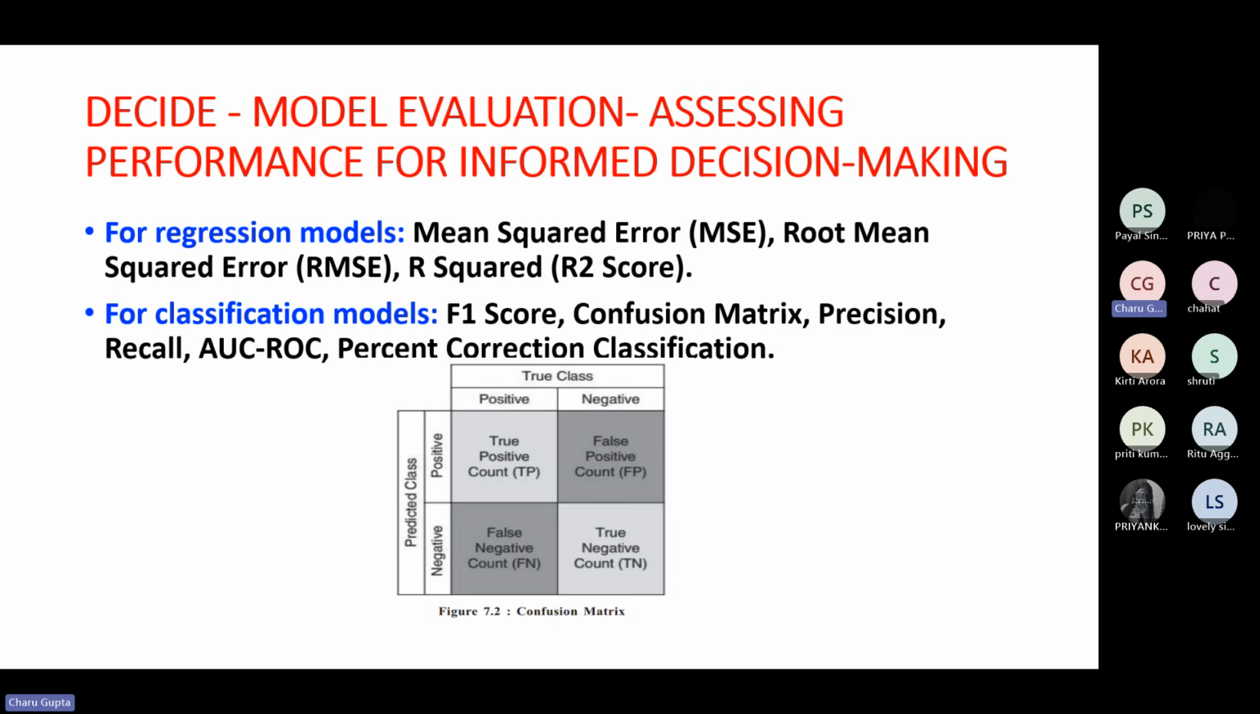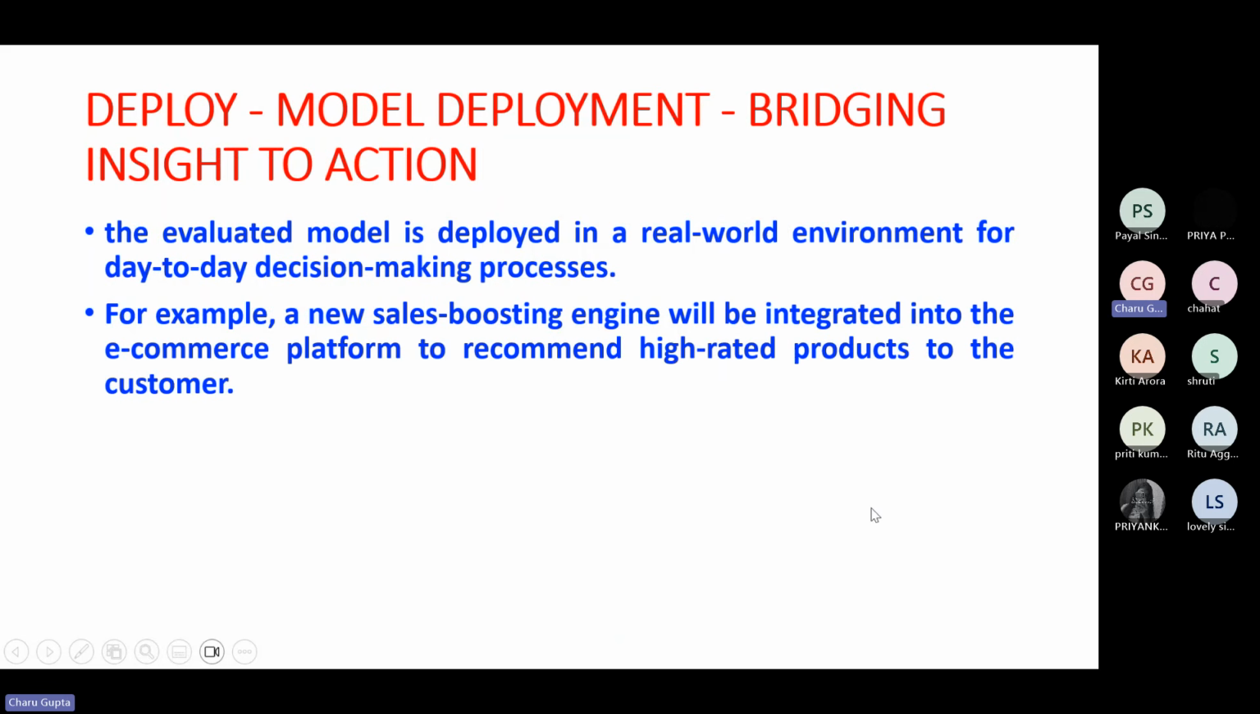We need to decide after applying multiple models which one is giving the best results, right? For this, we have the confusion matrix, right? This is the confusion matrix, which gives the count of true positive, false positive, false negative, and true negative count.